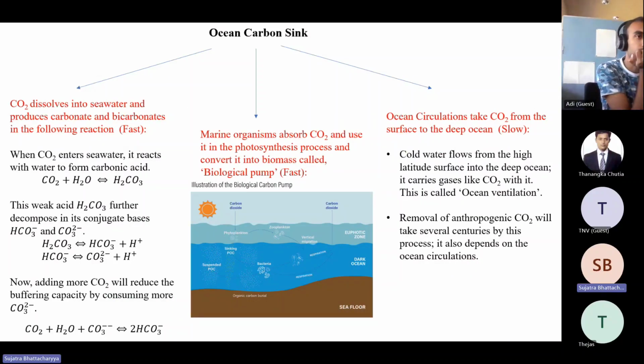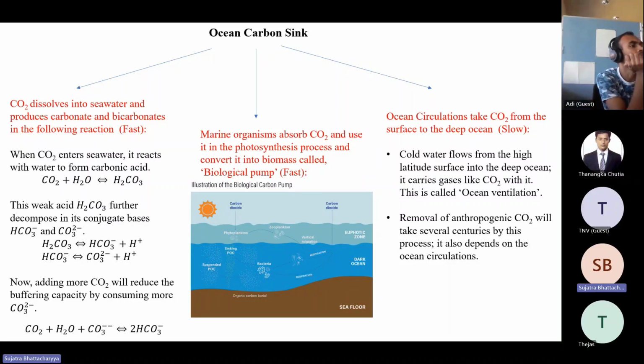So how does the ocean sink carbon dioxide? There are three possible ways. One is that carbon dioxide dissolves into the seawater and produces carbonate and bicarbonates. Second is that marine organisms absorb the carbon dioxide and use it in photosynthesis and convert it into biomass. Third is ocean circulation that takes CO2 from the surface to the deep ocean.